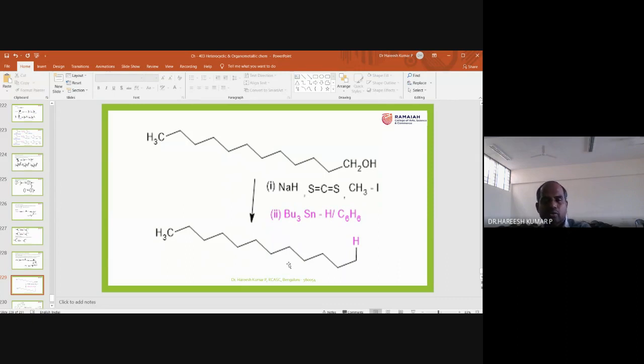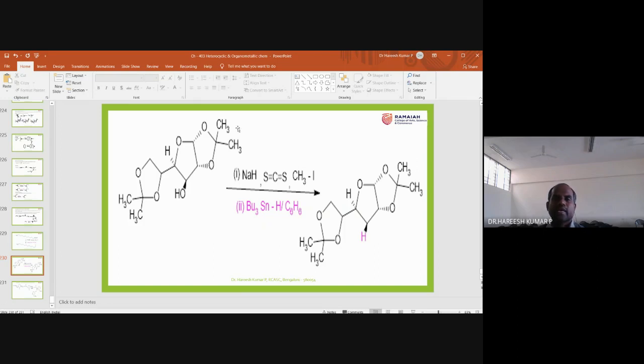On the next slide, I will take you through a stereochemical example. Okay, so look here. This is a stereochemical example. It's a bicyclic compound. What is happening here? Maybe you are aware that this 2-hydroxy glycol group is protected with acetone. Similarly, here this 2-hydroxy group is protected with acetone.